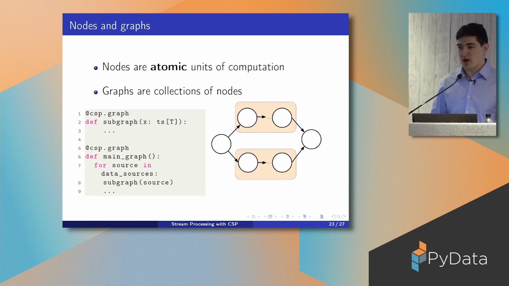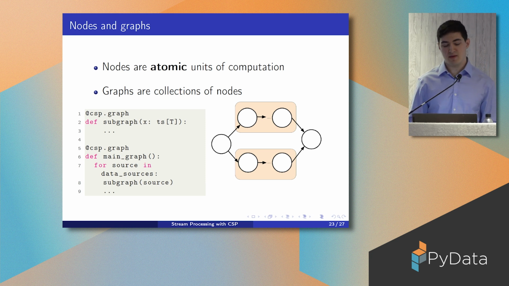Nodes themselves are what I would call atomic units of computation. That means that nodes pretty much do a singular function on the time series data. You can group nodes together, however, into graphs, and you can reuse those graphs to create even bigger graphs. So this is where the composability of CSP comes into play.